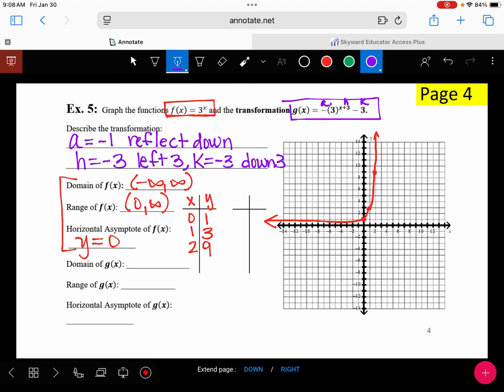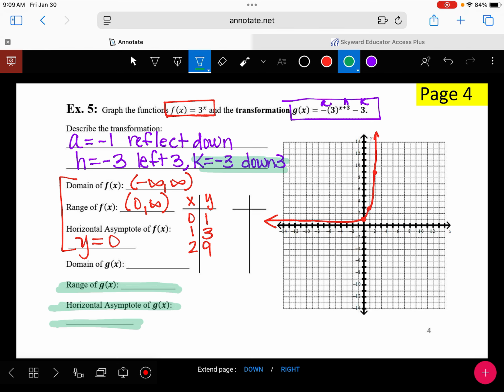For an exponential function, K is the superstar. That's the MVP. K tells you your range. It also tells you where to draw in your horizontal asymptote. K is very, very important for an exponential function.